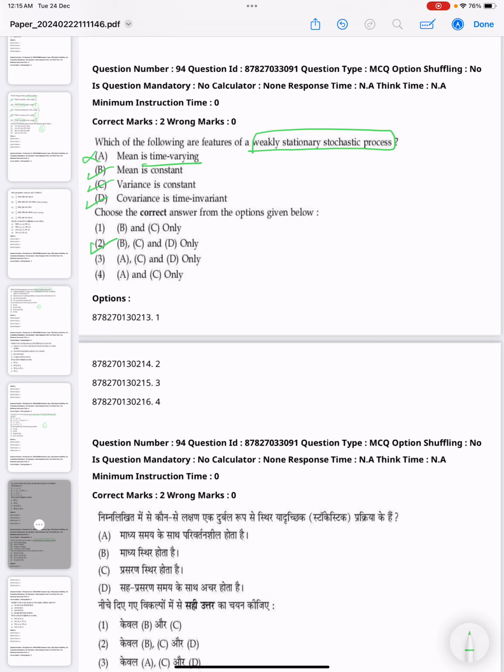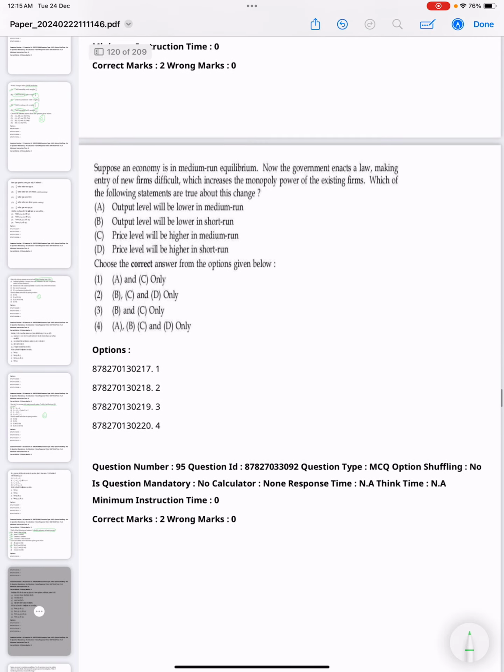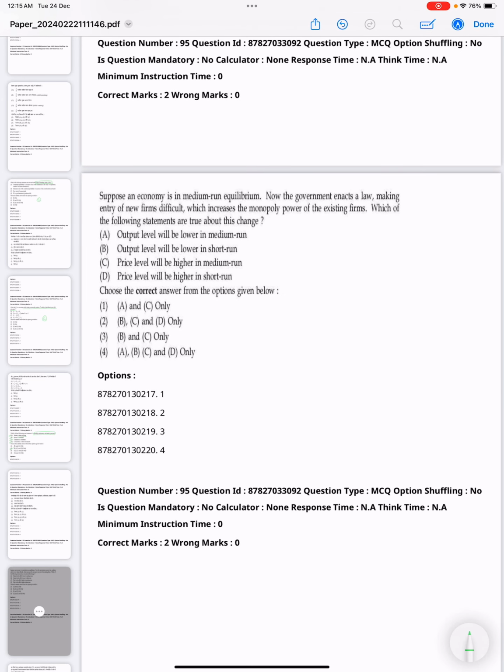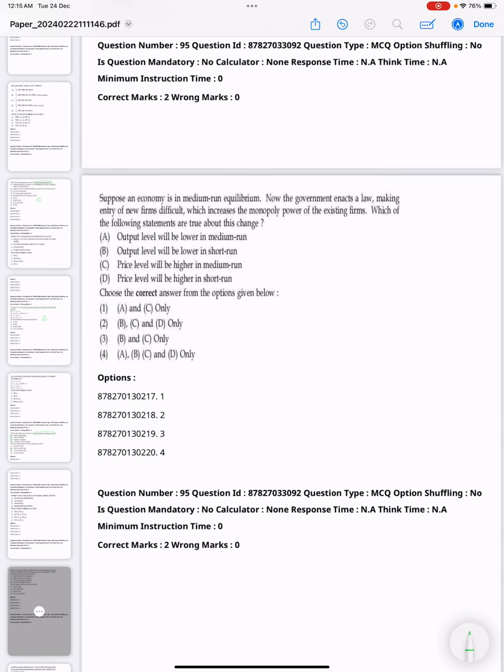Now moving on to the next question. Suppose an economy is in medium run equilibrium. Now the government enacts a law making entry of new firms difficult, which increases the monopoly power of the existing firms. Which of the following statements is true about this change? Output would be lower in the medium run. Yes, output would be lower in the medium run because the monopoly power has been increased. So it won't be lower in the short run. In the medium run, the monopoly power is getting generated, and so the price would be higher as well. For a monopoly, output will be lower, price would be higher in the medium run. So we'll have A and C.